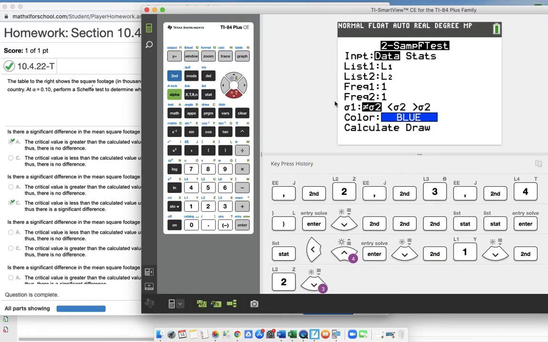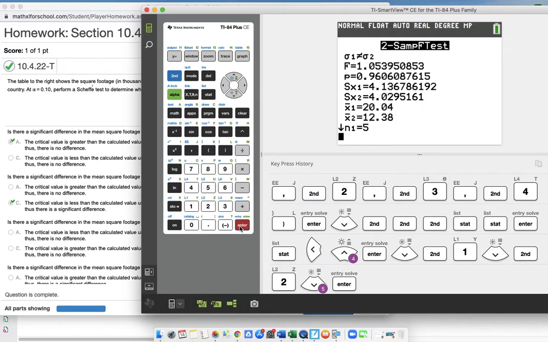Frequencies are 1. I just put equal here. It doesn't matter what you put there. And now I go to calculate. All right, and now a lot of stuff gets stored here. What we're looking for is X1, X2. We're also looking for N1 and N2.